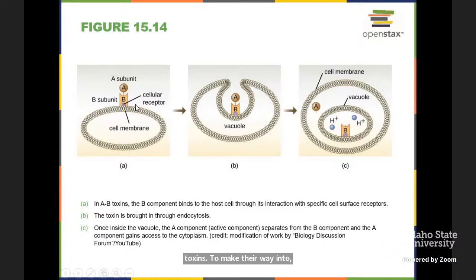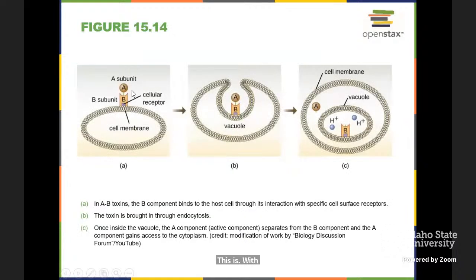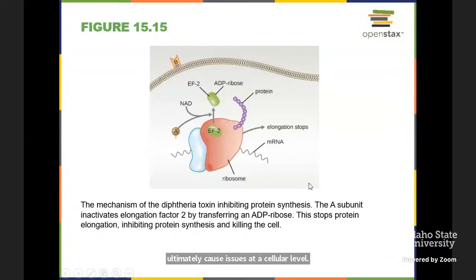And here we've got a receptor. We've got our subunits, A and B subunits for these toxins getting pulled into a cell. I believe this is cholera that we're looking at with these toxins coming in. So through endocytosis, receptors snagging this molecule and then bringing it in. And once it's inside, we've got the components that ultimately cause issues at a cellular level, right? We'll see some more of that stuff.